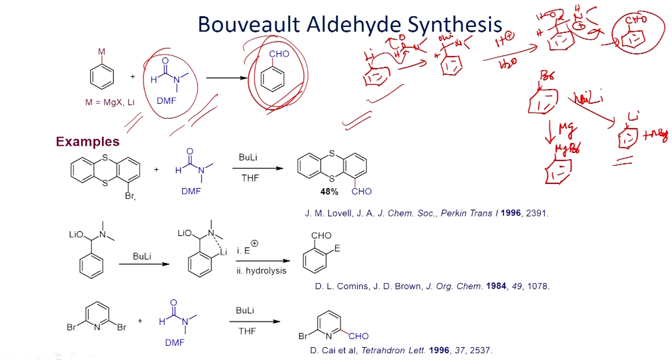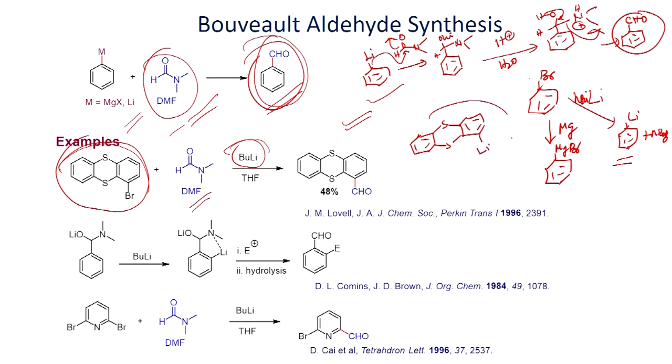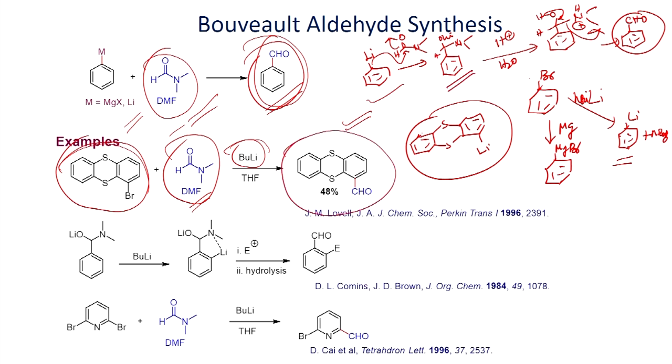Now here an example is shown. For example, if you have this aryl halide, you can try to react with the dimethyl formamide. First, what happens here is that the N-butyl lithium reacts with this aryl halide by halogen metal exchange, and you will be able to make the corresponding lithium reagent. Once you form this one, as we have just seen, it can undergo an addition reaction with this dimethyl formamide, and you will have this addition product. When you do the workup, you will be able to get the aldehyde as the product.